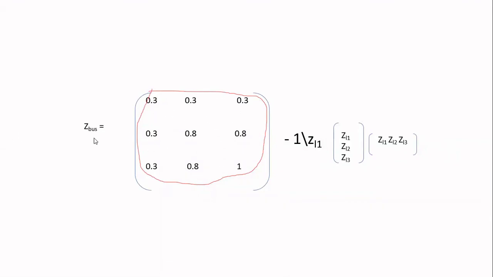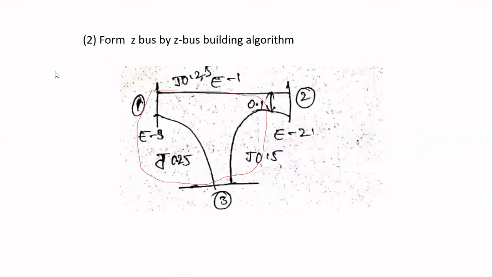Okay, therefore Z-bus new is equal to Z-bus old minus 1 by ZL into ZL1, ZL2, ZL3, ZL1, ZL2, ZL3. This is the formula for the Z-bus building algorithm. Understand? Like that, we solve another problem for this model. This is another problem for solving the Z-bus building algorithm.